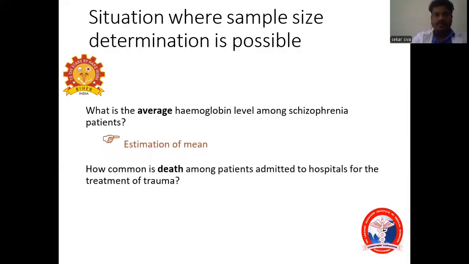In another case, how common is death among patients admitted to hospital for the treatment of trauma? Death can have only two possible options, yes or no, happens or does not happen. Yes or no, so it could be a proportion or prevalence. So, estimation of proportion or prevalence.